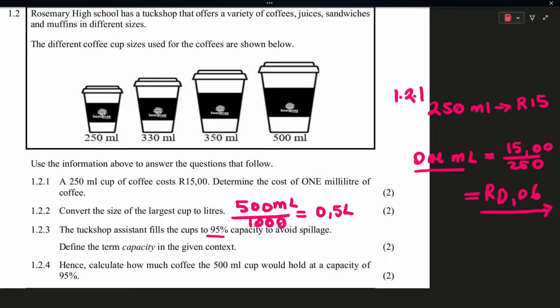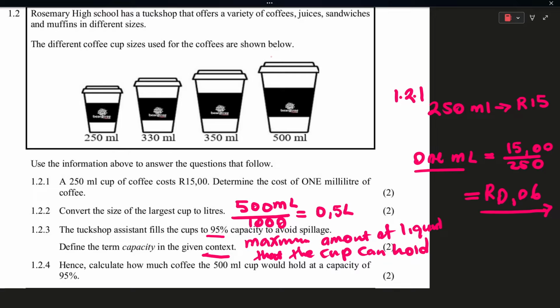You see? Right? So in this context, we're going to talk about this cup, the liquid which is there, okay? So which means we're going to say, refer to the maximum amount of liquid that the cup can hold. That is what we have, okay?